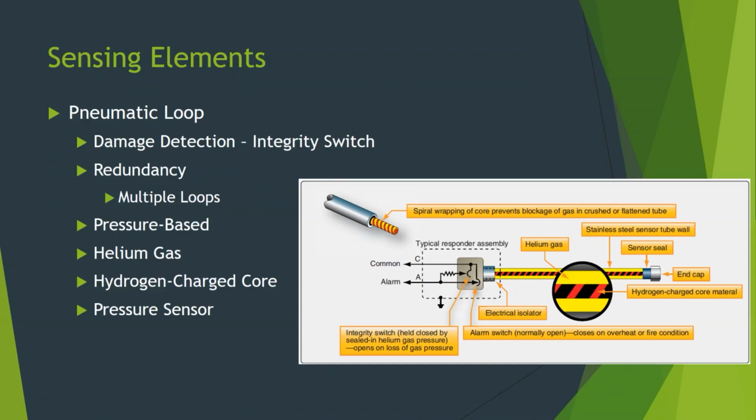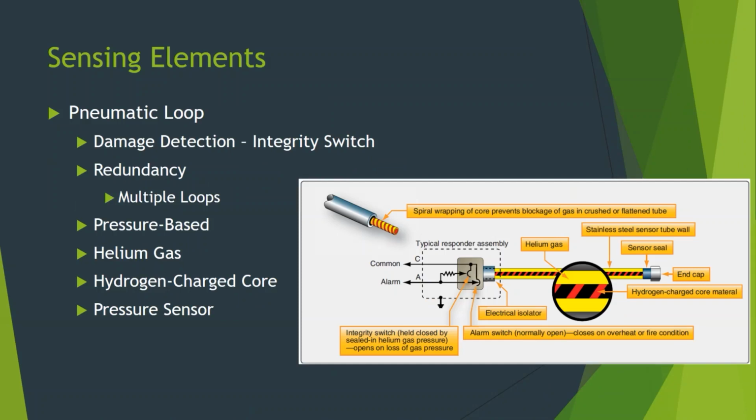And it basically just pushes on a little switch down here in what they call the responder assembly, the base of it. That gas pushing on there does it. Now, there's actually two switches here. One is the alarm switch, and this is shown in the alarm mode. So right now there's pressure pushing it closed. The other one is an integrity switch, and this is held by that helium gas.